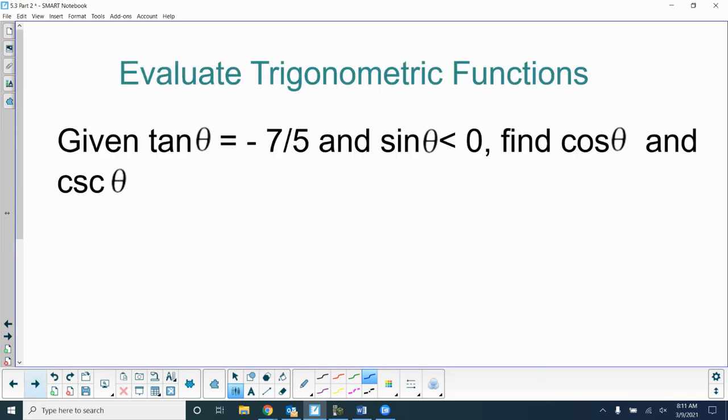All right, so here's what we're looking at. All right, tangent is negative 7 over 5. Okay, so tangent, remember, is y over x. Opposite side over adjacent side. Okay, so if my opposite side is negative and my adjacent side is positive, where's that at?